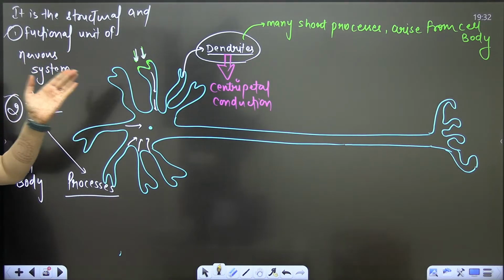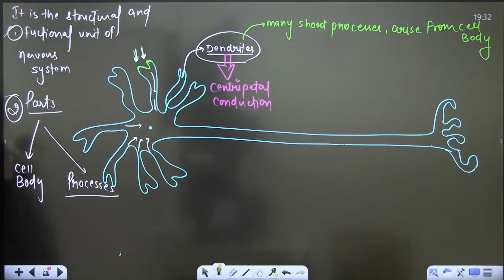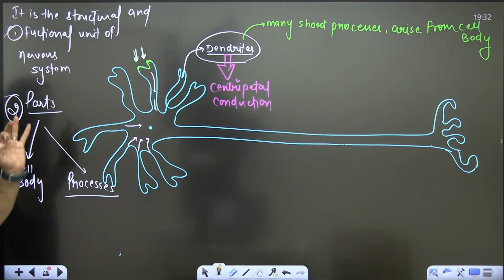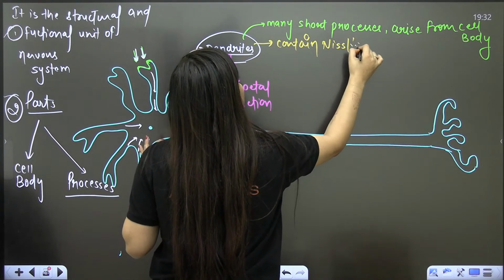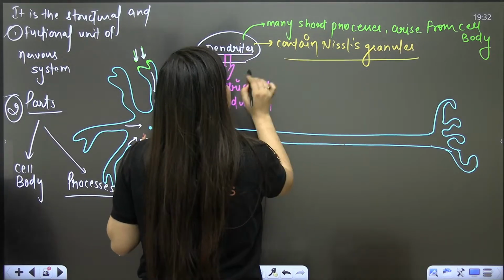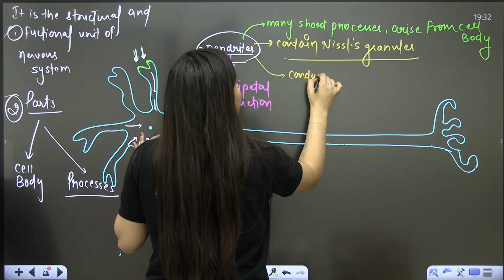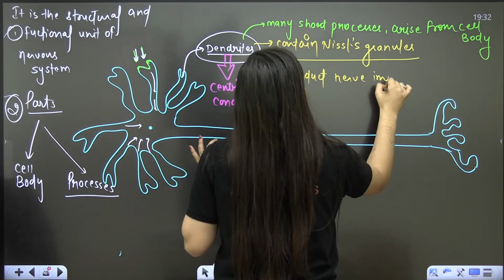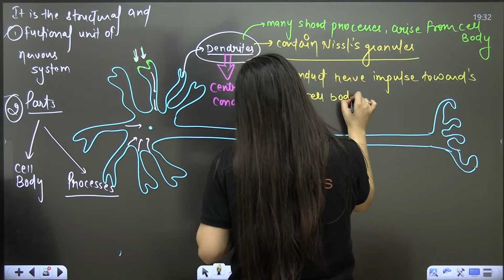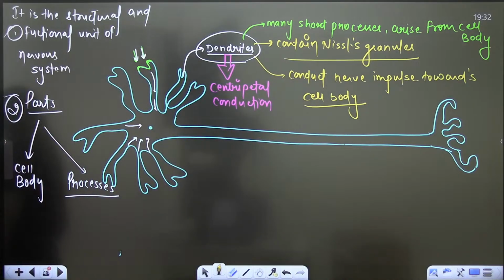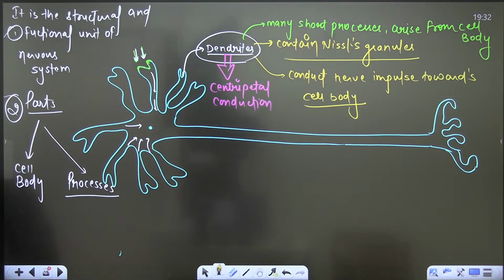So they are short processes which arise from the cell body, and even they contain Nissl's granules. Very important thing. And remember, they conduct nerve impulse towards the cell body. They receive the stimuli and carry it towards the cell body. Okay. Done?